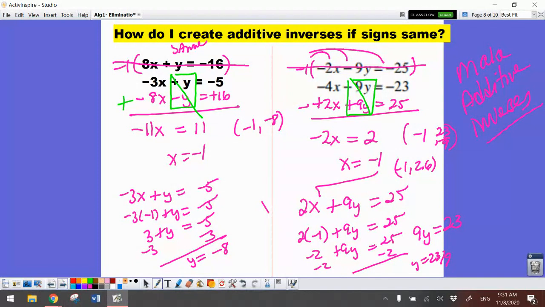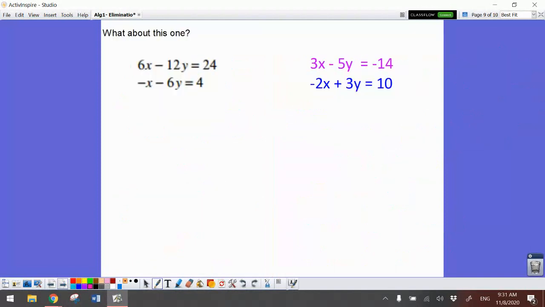Okay, let's take a look at one more type of problem when we're coming up with elimination. So this is one where we don't have even the same numbers. So we're going to have to do some multiplication.